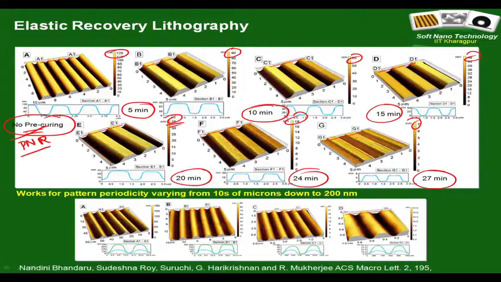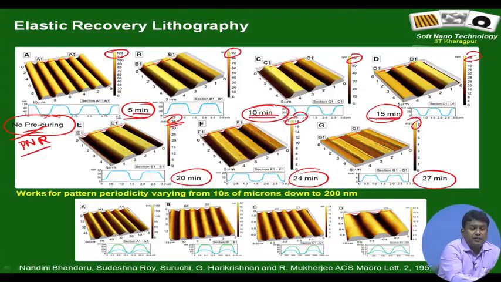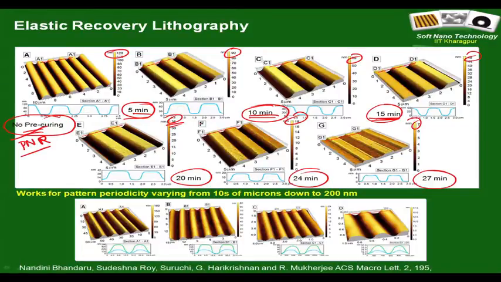You get a perfect negative replica, but you pre-cure for different durations, and the times you need to control very carefully. So, essentially the viscoelasticity of the film during imprinting actually changes, and you get structures with different feature height.